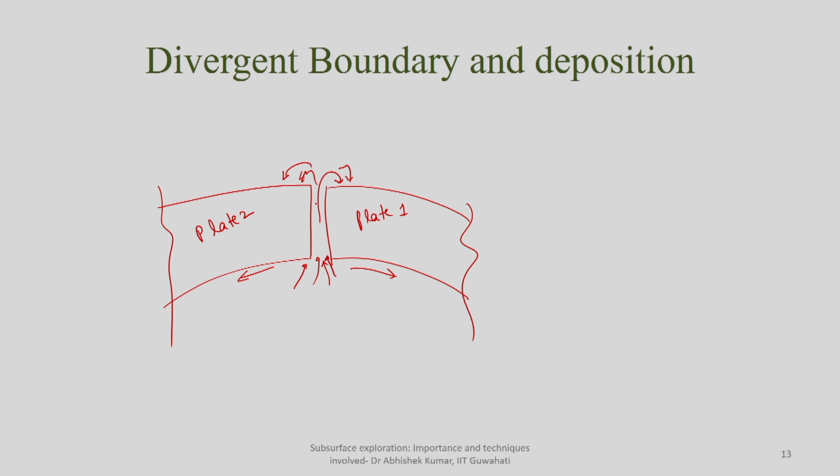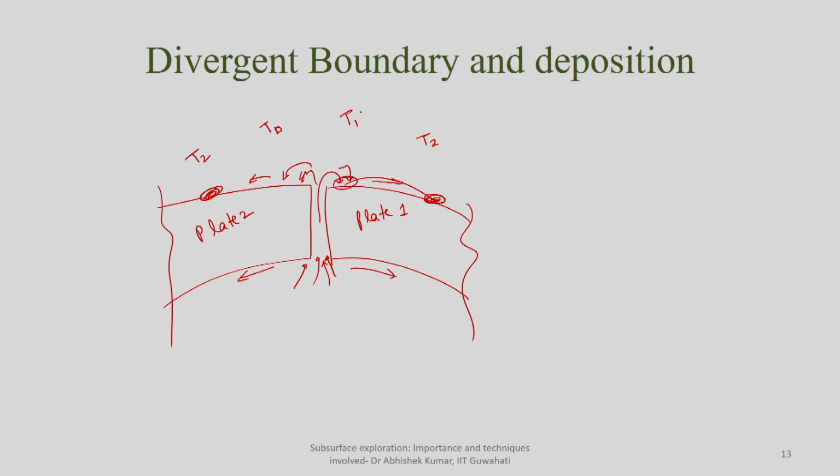Now, this is also moving, this is also moving. So, what will happen at time t1, material will be deposited here, followed by subsequent movement of the plate itself. What will happen at time t2, the same material which was deposited at time t1 will reach this particular location. Similarly, here also it will reach this particular location at time t2.